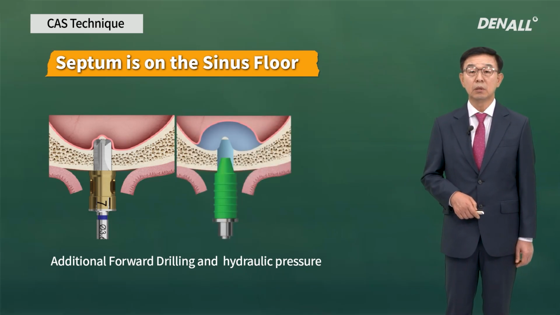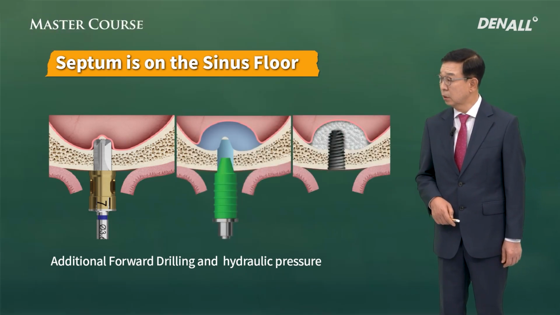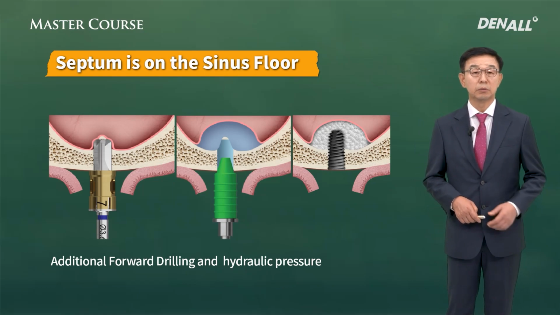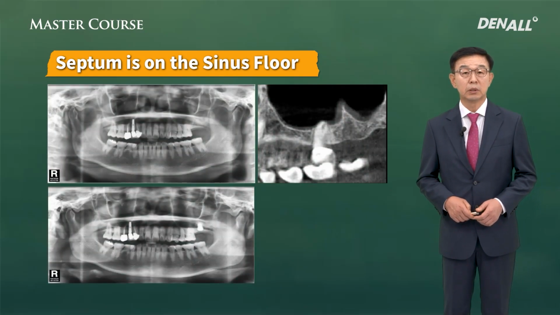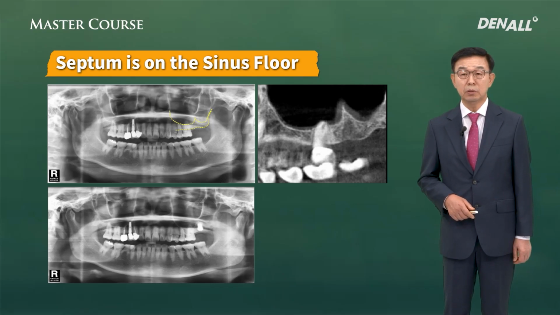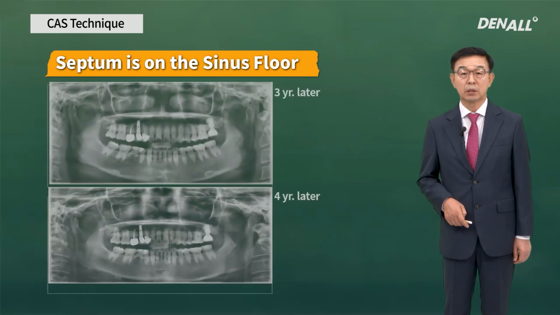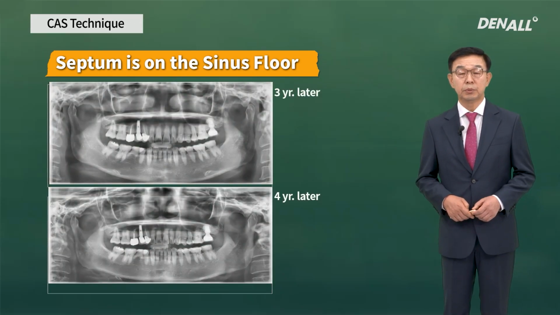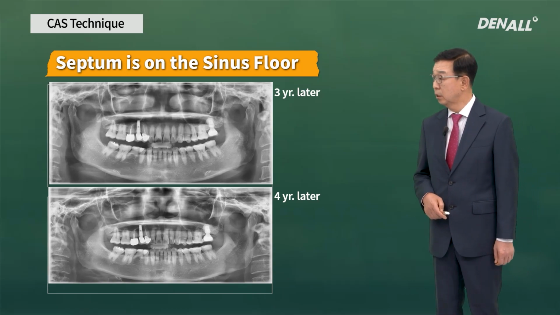Finally, I'm going to talk about doing hydrolift and placing the implant after bone graft. This is an example. This is a male patient in his mid-40s and number 17 as shown. There's a septum on the X-ray. In this case, the CAS kit can be used to place the implant easily. This is 5 years after surgery and it is well maintained.